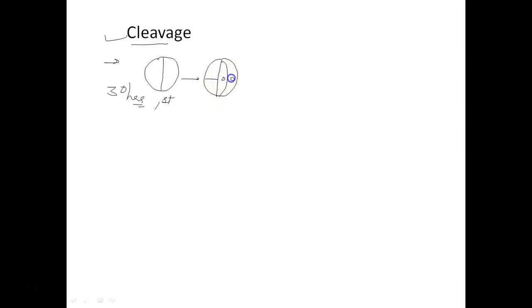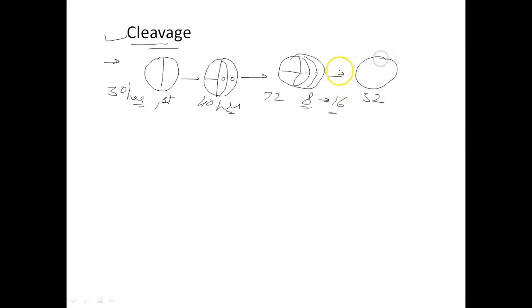I'm drawing different patterns because different patterns of cleavage are there. I'll discuss with you one by one. This is actually 40 hours when the second division occurs. Then 72 hours, so this way the third division, and then the cells which are formed are multicellular structures, that is 8 cells to 16 cell stage, and after that 32 cell stage. Once the division starts, then it occurs quickly.